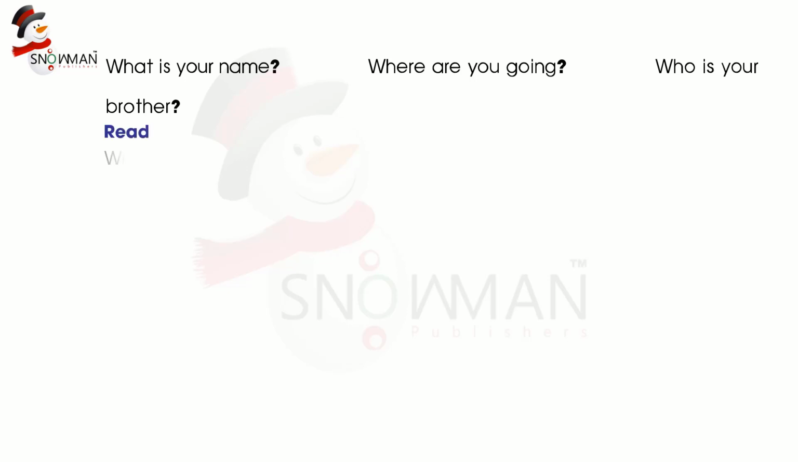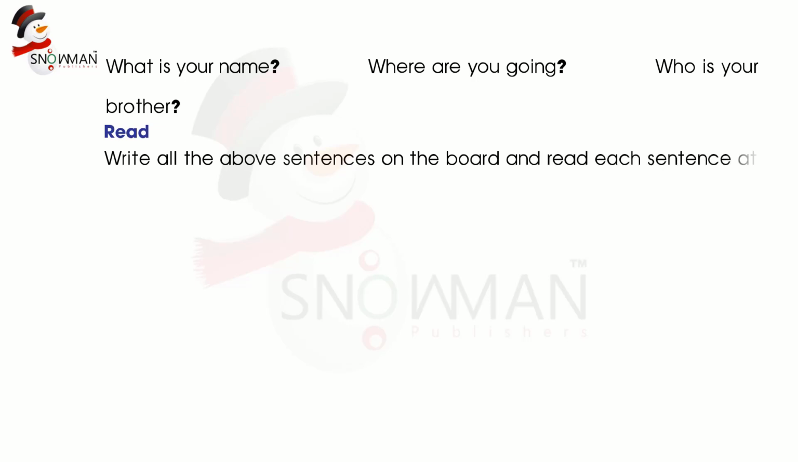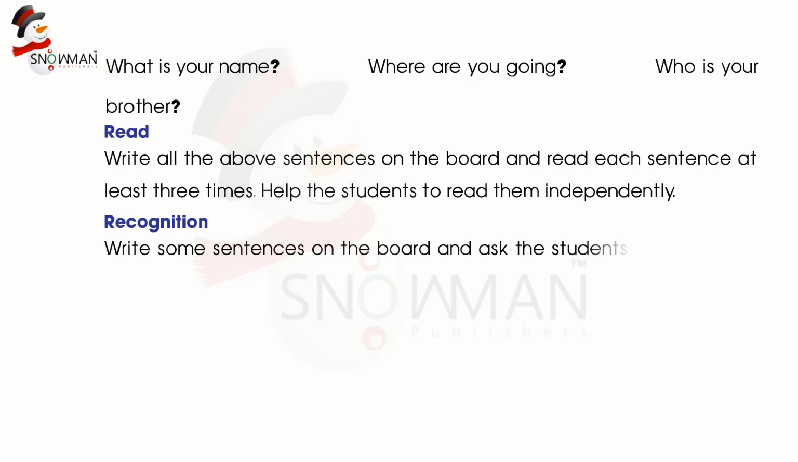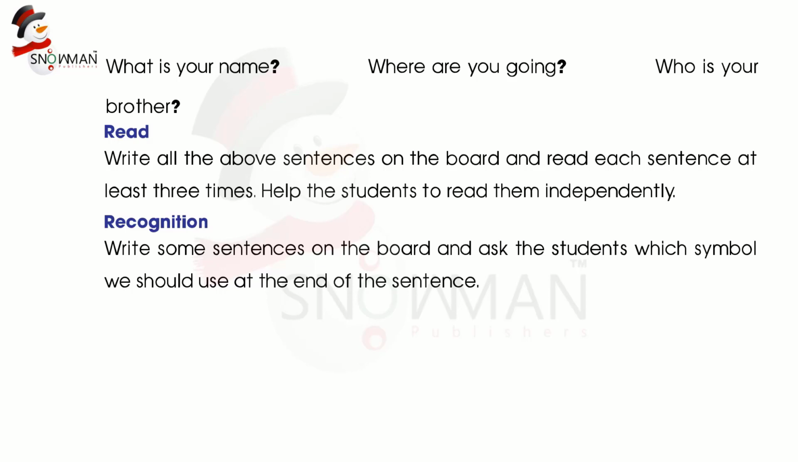Read. Write all the above sentences on the board and read each sentence at least 3 times. Help the students to read them independently. Recognition. Write some sentences on the board and ask the students which symbol we should use at the end of a sentence.